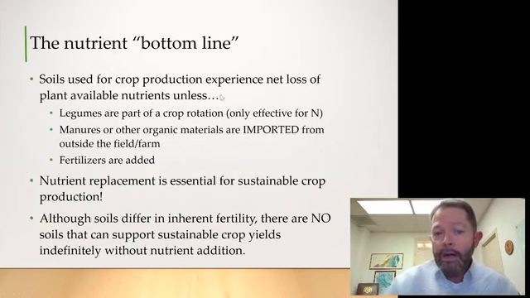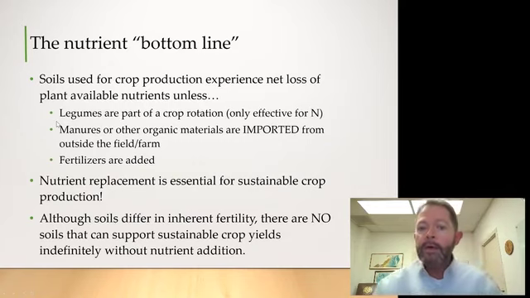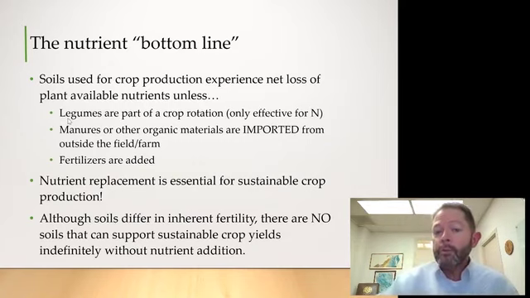Okay, so the bottom line is that soils used for crop production experience a net loss of plant available nutrients unless legumes are part of the crop rotation, but that's only effective for nitrogen. Unless manures or other organic materials are imported from outside the field or fertilizers are added. Nutrient replacement is essential for sustainable crop production. Although soils differ in inherent fertility, there are no soils anywhere that can support sustainable crop yields indefinitely without nutrient addition.